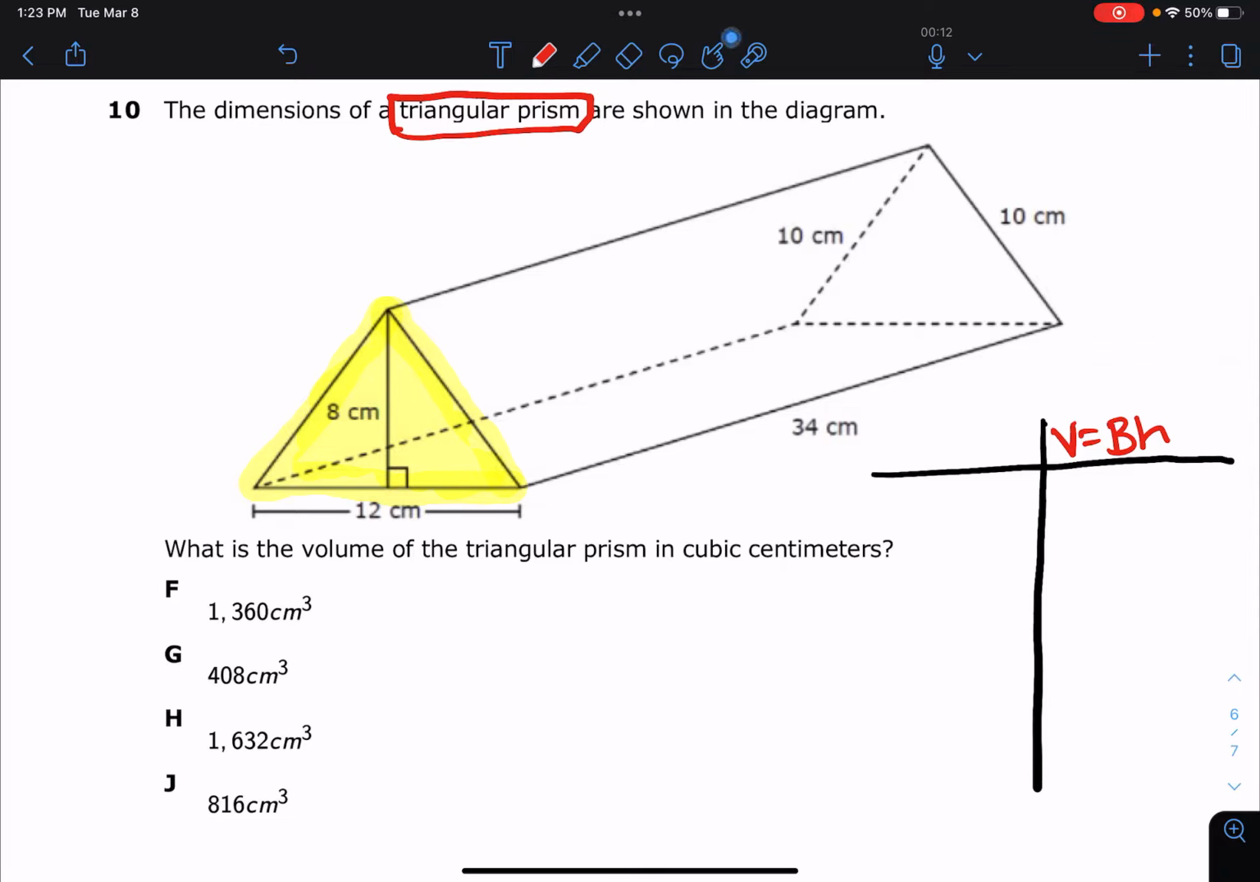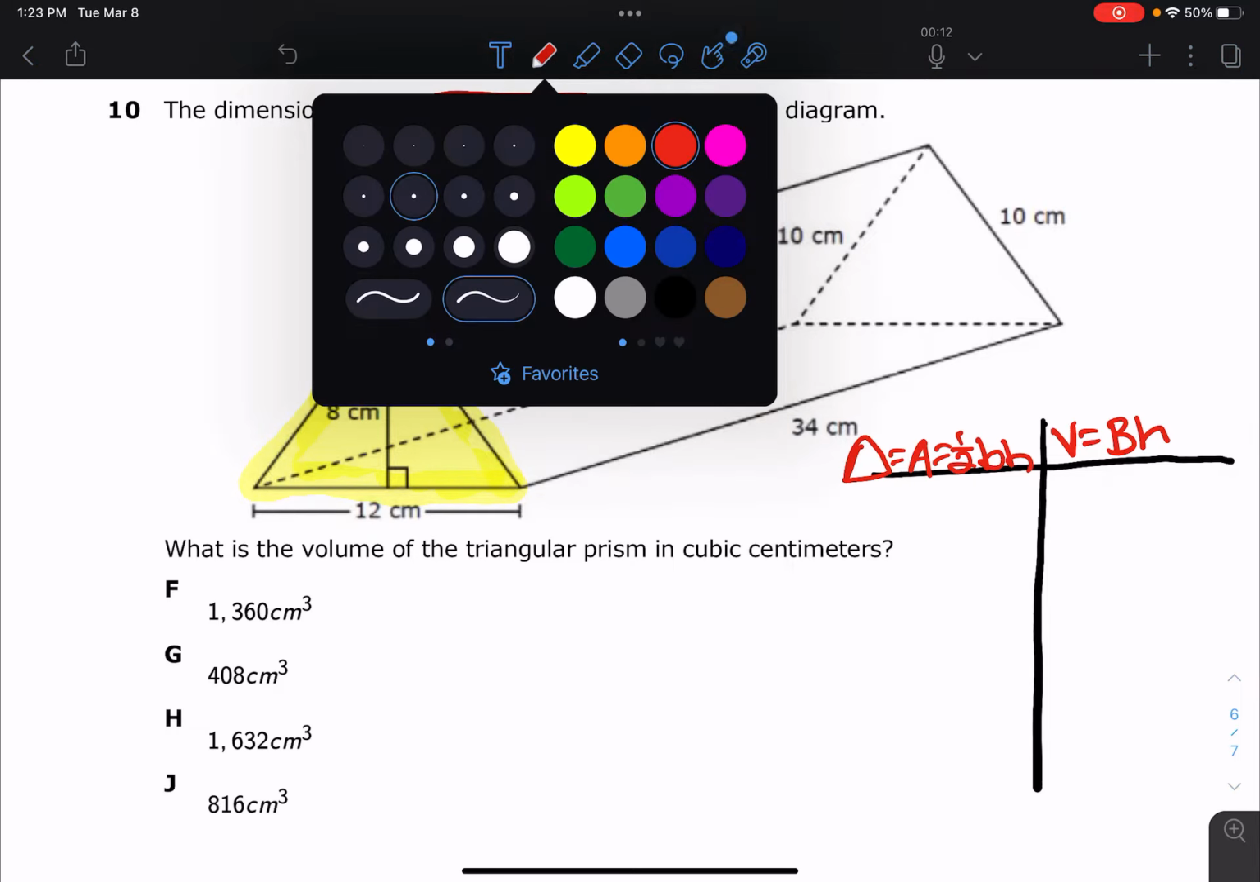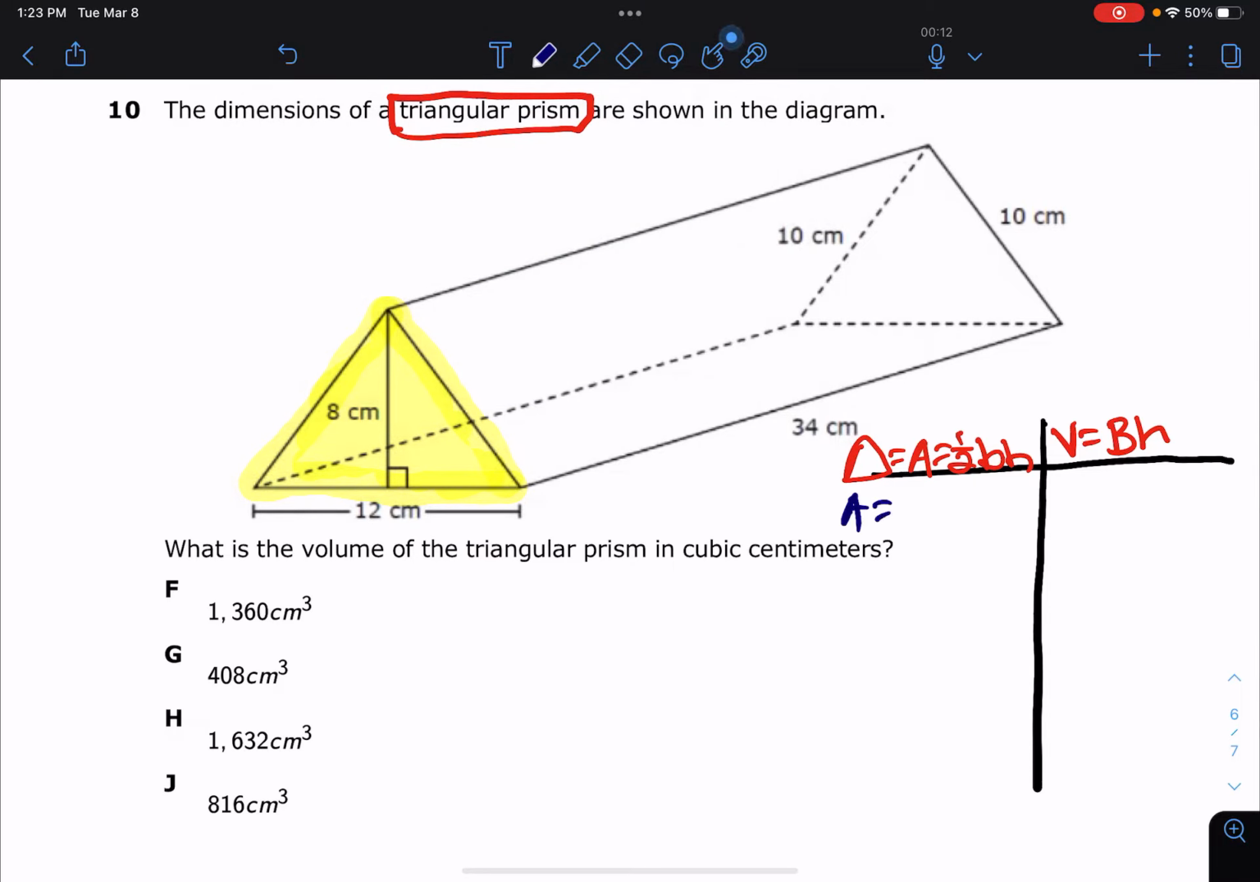We said our base was our triangle. So that's our triangle, and our formula for area of a triangle is A equals 1/2 base times height. That is correct. So now we know that we have to solve that. We're going to do A equals 1/2 base times the height.